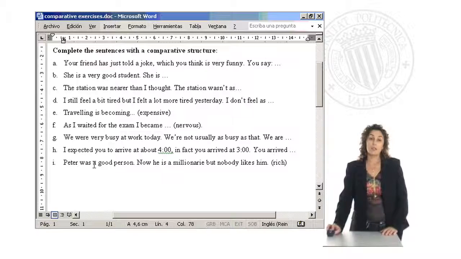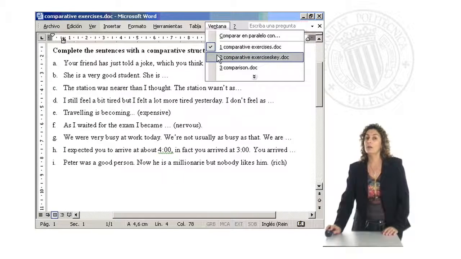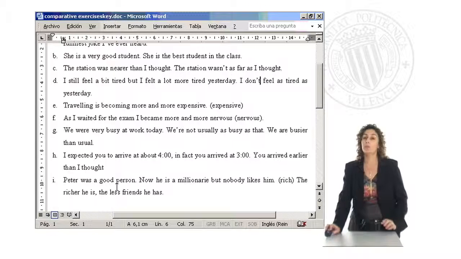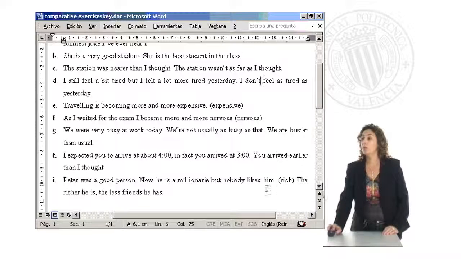Peter was a good person. And the last one is, Peter was a good person, now he's a millionaire, but nobody likes him. What would you say? We would say, the richer he is, the fewer friends he has. For example, using this structure I also explained before, that is we repeat the superiority form with the article the. The richer, the fewer friends. Okay?